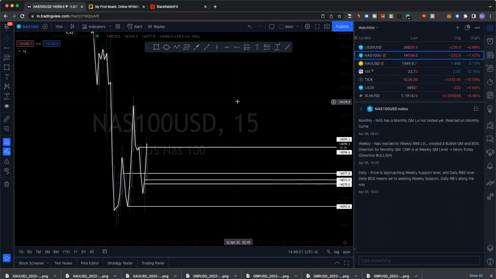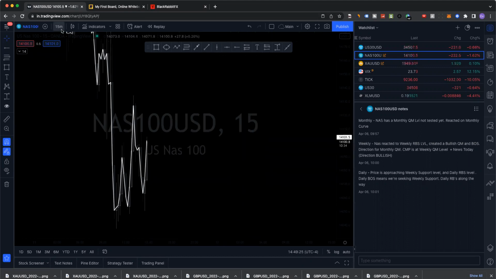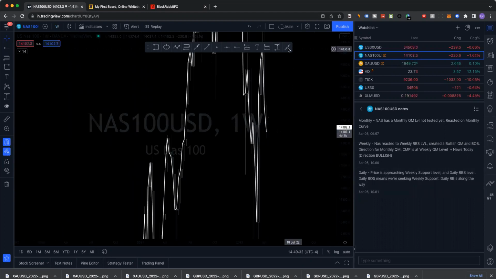All right, here's a perfect example of what I'm saying to wait for. Let's just look at the weekly. We know that weekly is for buys because monthly is for sells. So what do we have? We have weekly level here and here, and now we're in the weekly level. So what can we do?